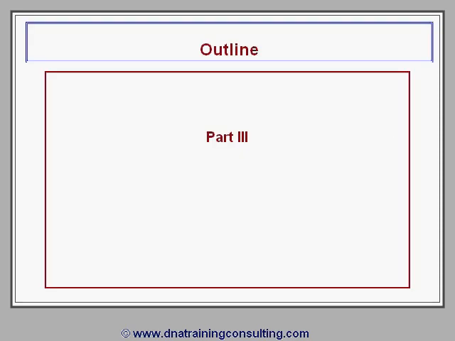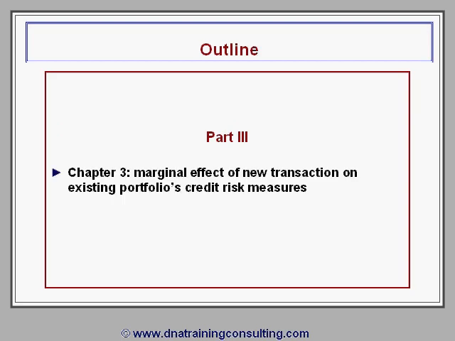We remind you that this part 3 contains 2 chapters. Chapter 3, which examines the marginal effect on an existing portfolio's credit risk measures of a new transaction, and Chapter 4, which contains the final quiz.